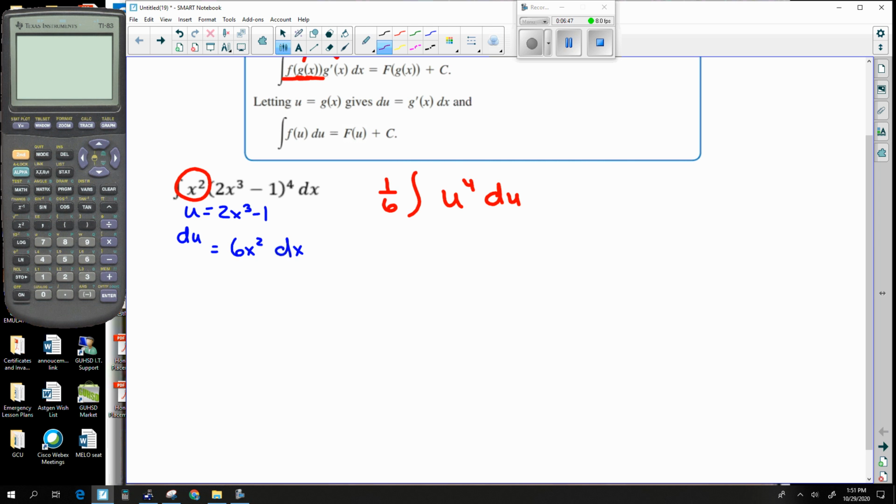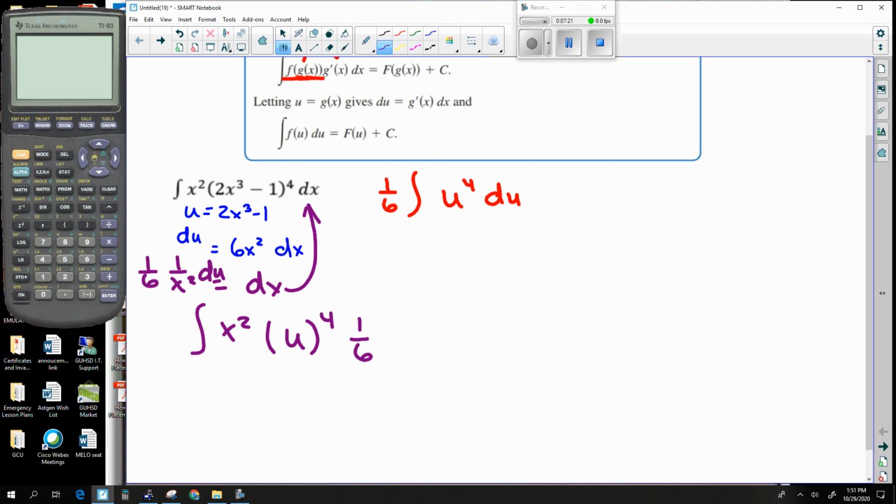I didn't lie up until that point, right? I didn't lie. Everything is there. If I solved for dx in this case, dx is equal to 1/6 and x squared on the bottom. Okay, physically putting this substitution in. This is the x squared. This I just called the letter u. Oh, sorry, du is over here. And dx is now 1/6, 1/x squared du. That's what dx is.